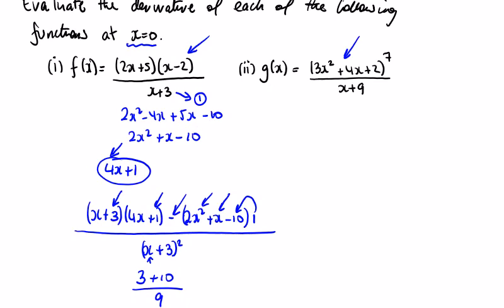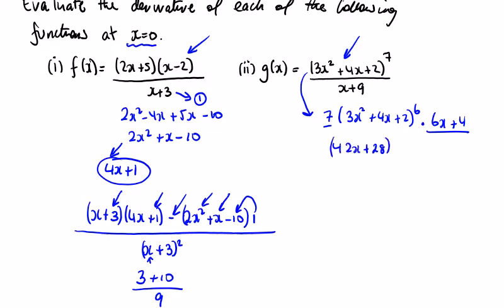So if we differentiate the top line here, we're going to get 7 by 3x squared plus 4x plus 2 to the power of 6. And then multiplying by the differentiated bracket, we're going to get 6x plus 4. So we could tidy this up. We could write 42x plus 28 times 3x squared plus 4x plus 2 to the power of 6. And the bottom differentiated is just going to give me a 1.